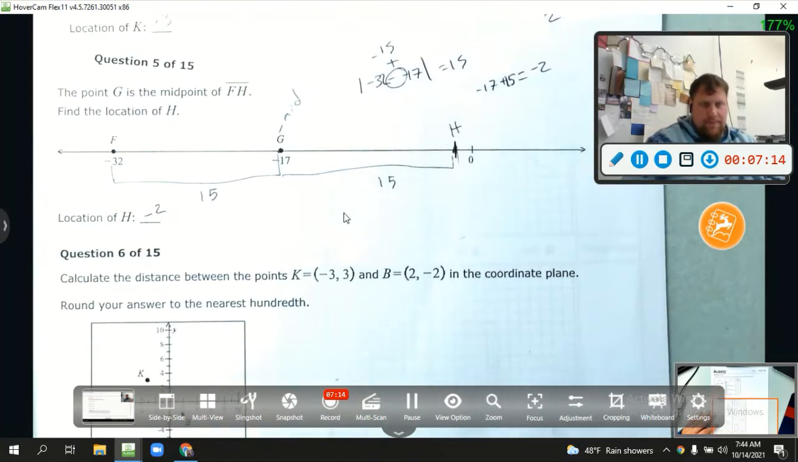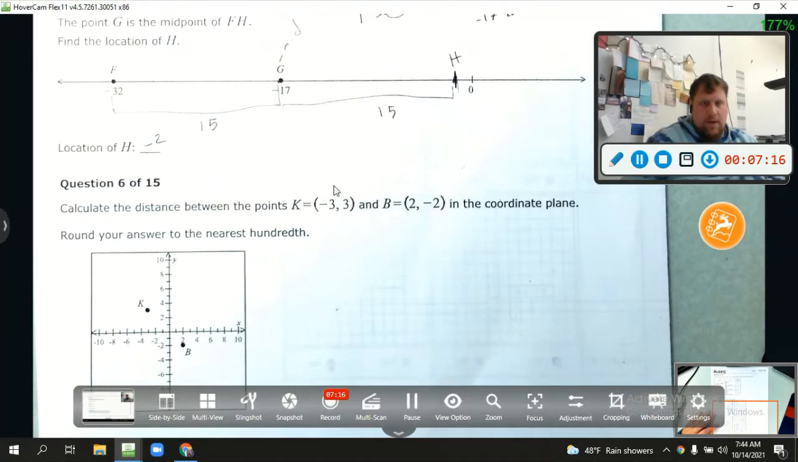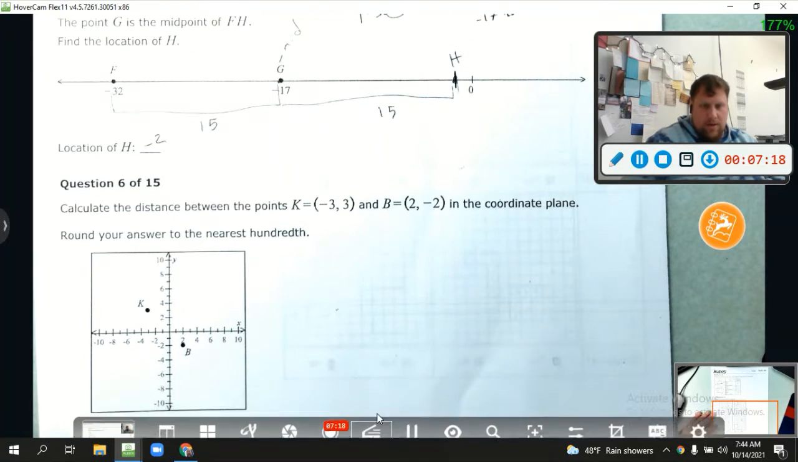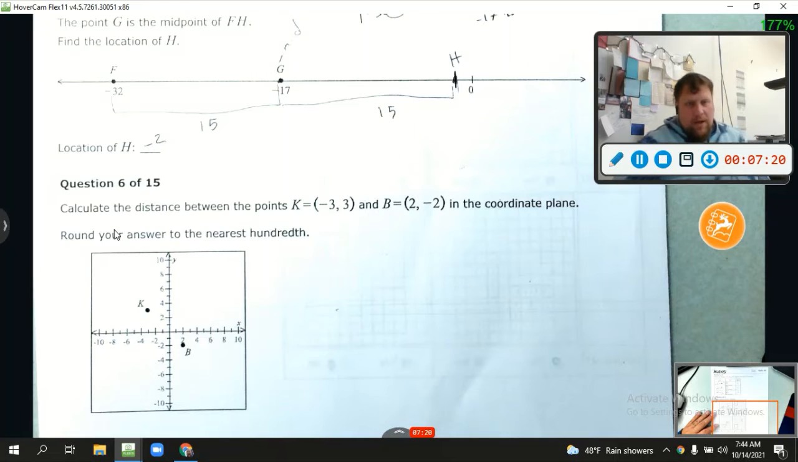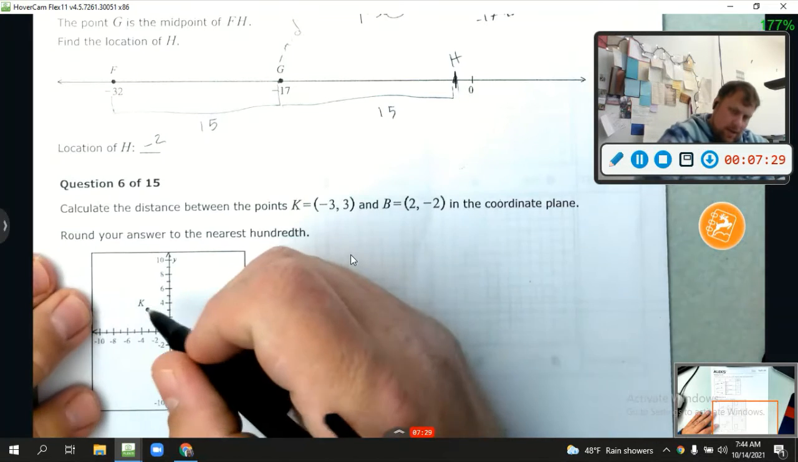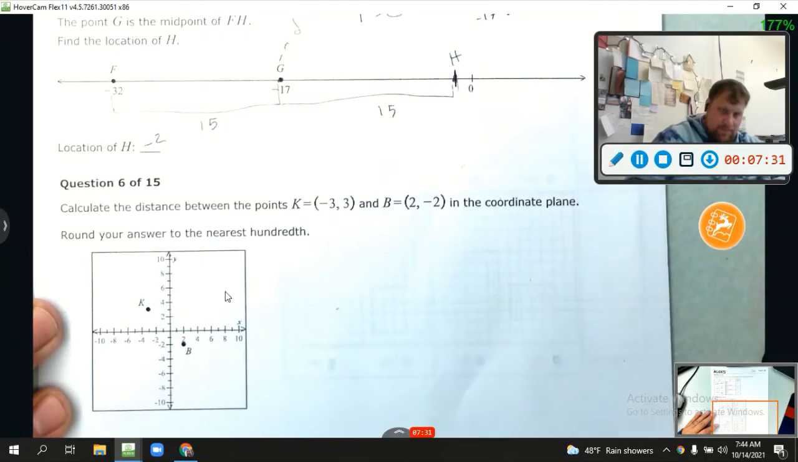Awesome. I guess I can put that away. Calculate the distance between the points K equals (-3, 3) and B equals (2, -2) in the coordinate plane. Well, let me remind you.